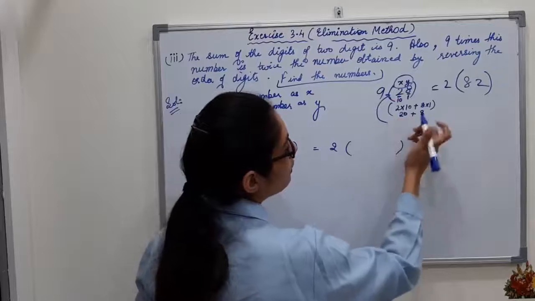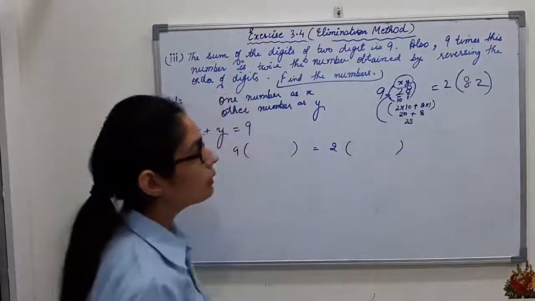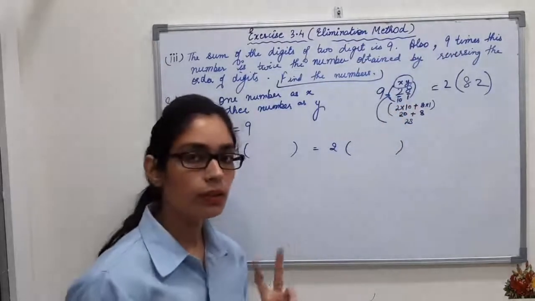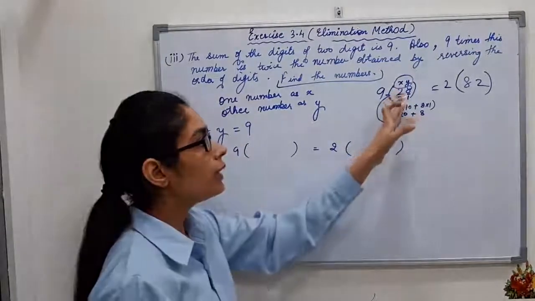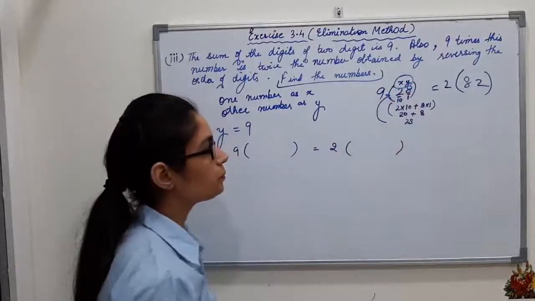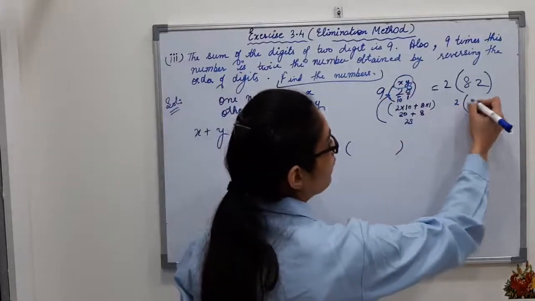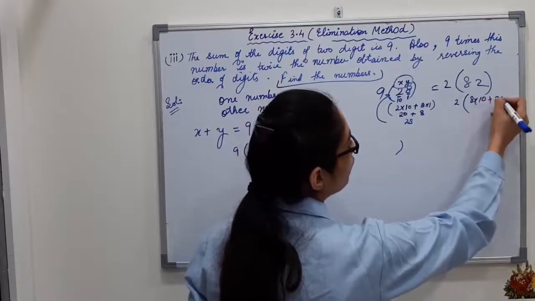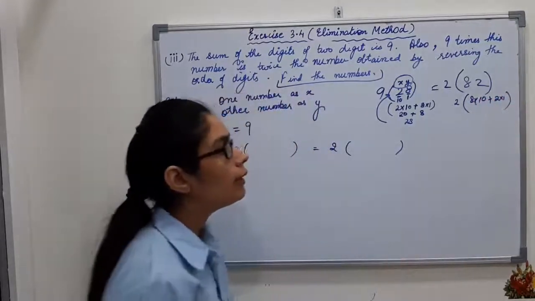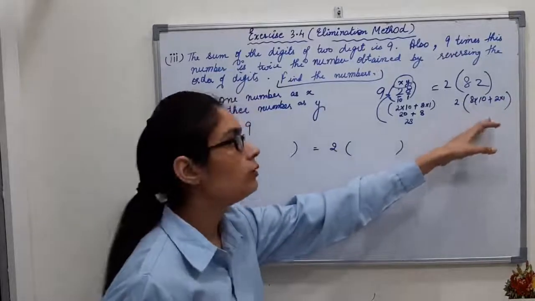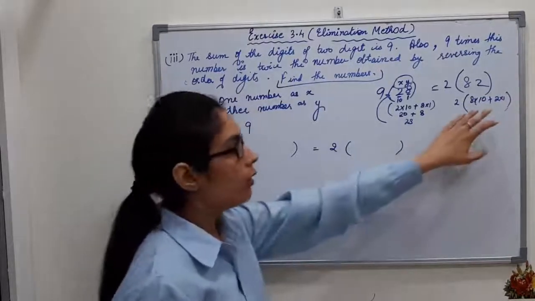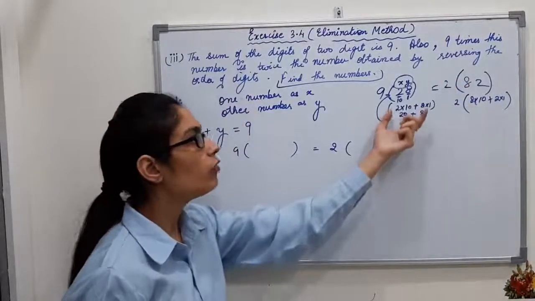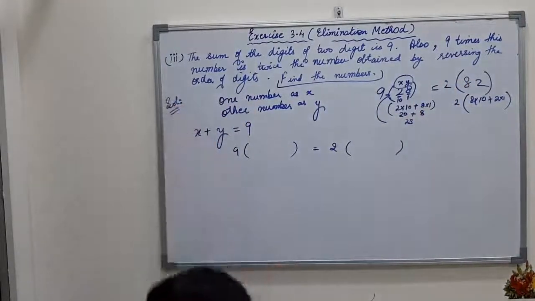So I always have to write the numbers in this way. 2 into 10, whenever you are making equations in two variables, you have to multiply with their place values. And this 82, I will write 8 into 10 plus 2 into 1. You just have to multiply the numbers by their place values and then add. On doing this, you are getting the same thing, but the only difference is the way of writing this. So we will do the same thing.